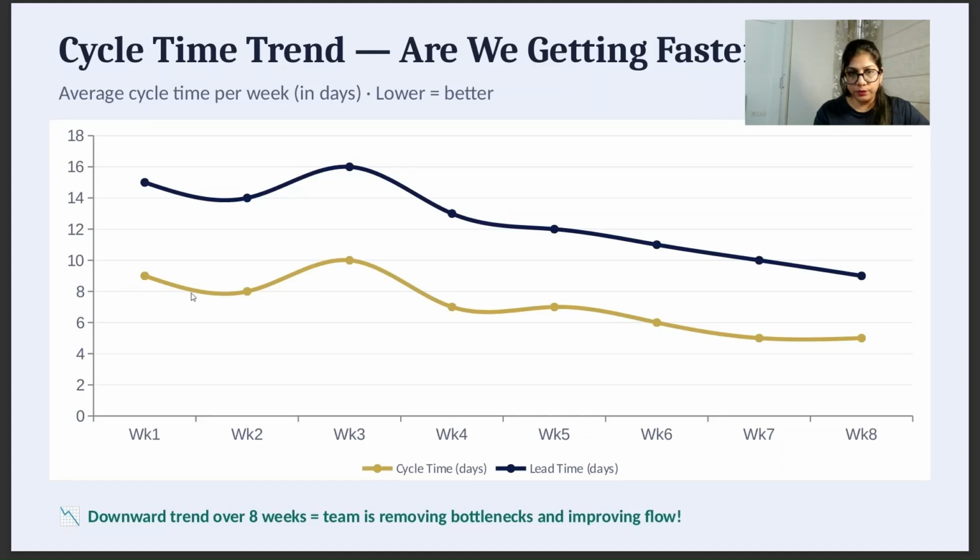here as it moves ahead upward towards 10, and then it goes down, and again it is going down by week 8. So the downward trend of the cycle time over 8 weeks means that the team is removing bottlenecks and the flow is increasing. Okay, so this is how you read the cycle time trend and you get to know how your team is working.